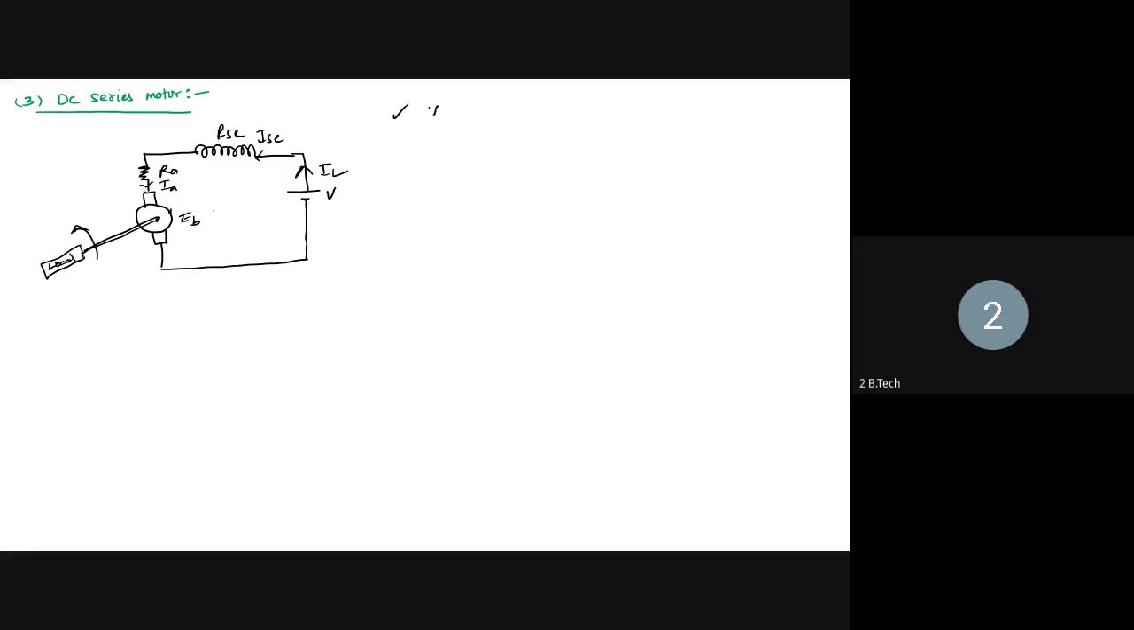So here IL is equivalent to the series field current, which is equivalent to the armature current, and the terminal voltage V is equivalent to EB plus IA into (RA plus RSC), where you have to add both the resistances RA and RSC, whereas EB is equivalent to V minus IA into (RA plus RSC).